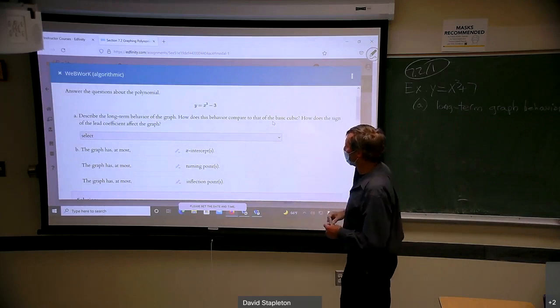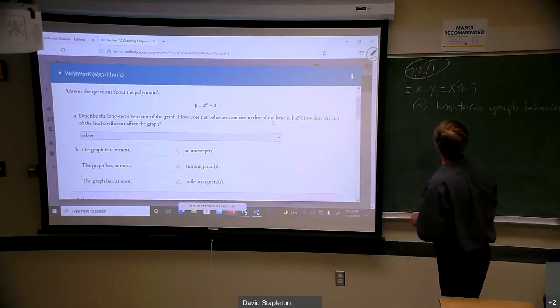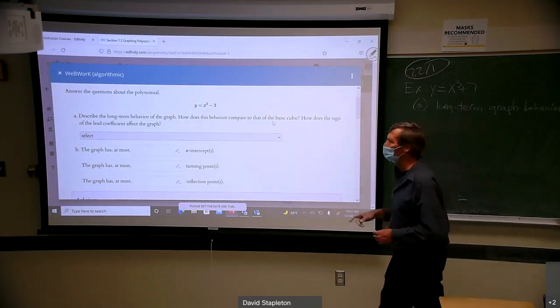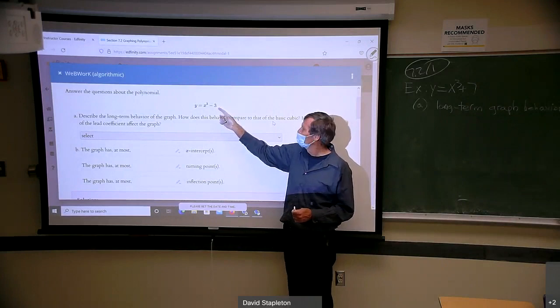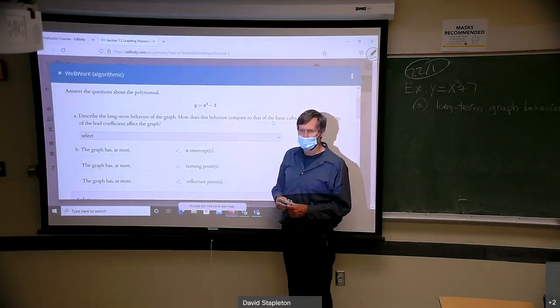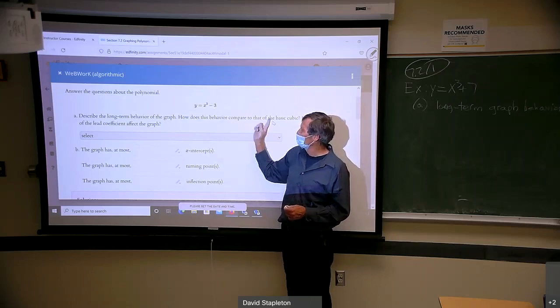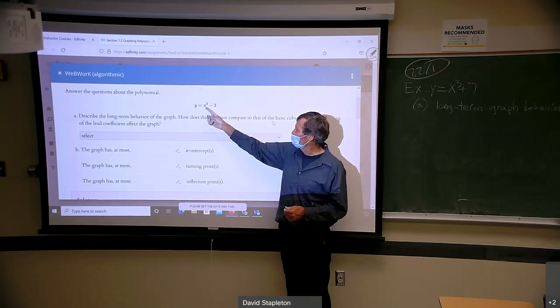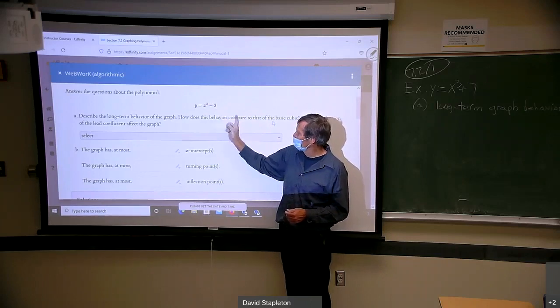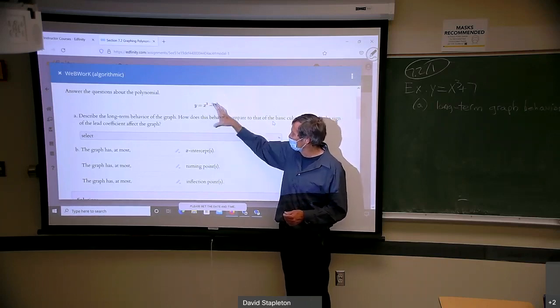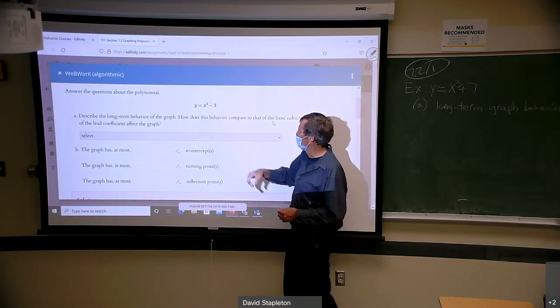I could ask you that on the final exam, right? What's the long-term behavior of this? I'm asking, what does it do on the right? What does it do on the left? It's y equals x cubed shifted down 3, for our graphing technique. So it's the same as x cubed. It's up on the right, down on the left. We just move the whole graph down.